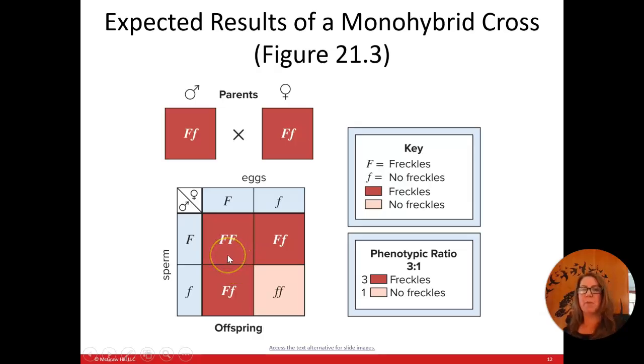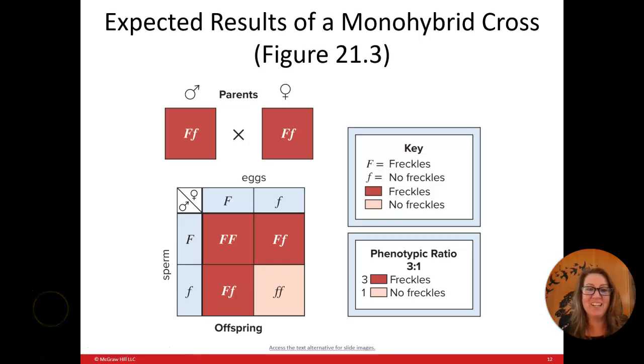If big F is dominant, then that means that an individual is going to have freckles. So this individual has freckles. This individual has freckles. This one has freckles. This one does not. So out of our 4 squares, 3 of the 4, 3/4 or 75% of our children will have freckles. 1/4 of our children will not have freckles.